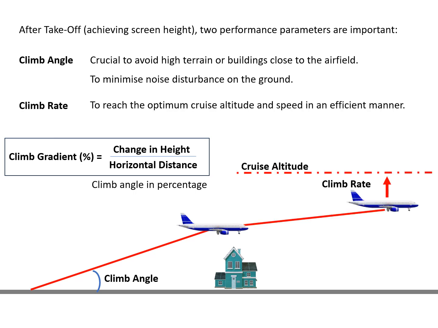The second parameter is climb rate. Climb rate is important for the aircraft to reach the optimum cruise altitude and speed in an efficient manner. So climb angle and climb rate are the two important performance parameters when we are investigating the climb performance. In this mini lecture, we will focus on the climb angle.